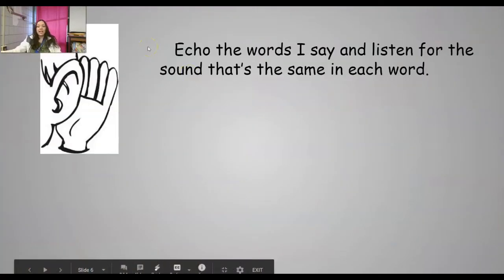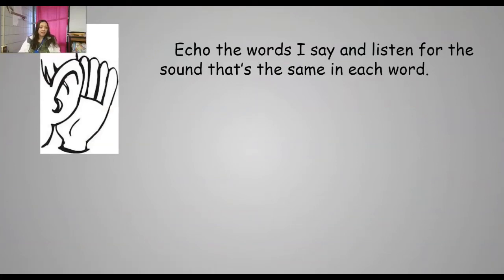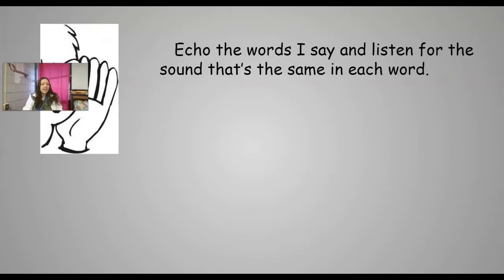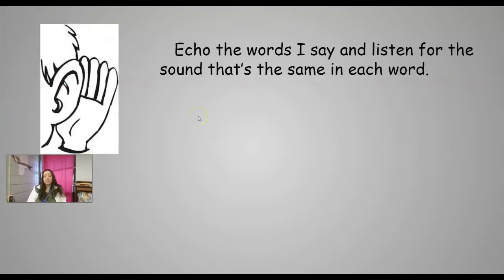All right, so you're going to echo the words that you hear, and you're going to listen for the sound that's the same in these words, okay? So they might not be in the same position. It could be a sound that's in the middle of the word, at the end of the word. You just have to listen for the same sound. Are you ready? So her, fern, number. Let's do it one more time. Ready? Her, fern, number. What sound did you hear?